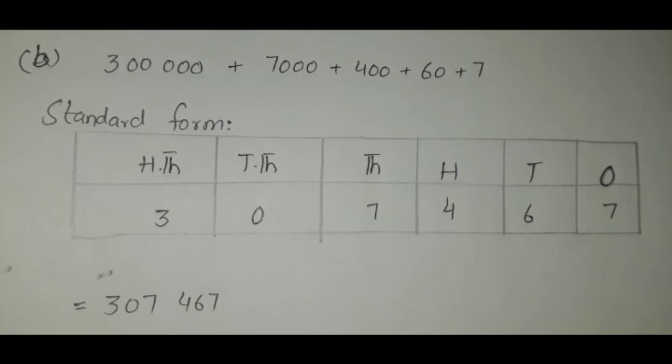300,000s are given, so I wrote 3 in 100,000s place. There is no 10,000s, so I wrote 0 in this place. Then 7,000s are given, so I wrote 7 in thousands place, 4 in 100, 6 in tens and 7 in ones. Then we can easily write the standard form by using this place value table. 3 0 7 4 6 7.